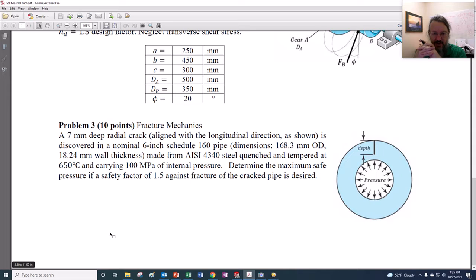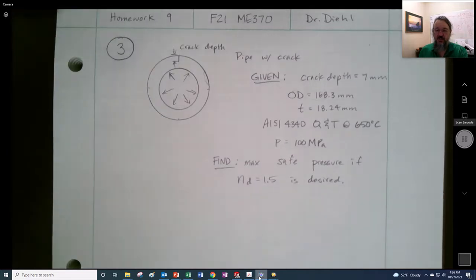And it's made out of AISI 4340 steel, quenched and tempered at 650 degrees, and it carries 100 megapascals internal pressure. You don't actually need that, but that's okay, I just accidentally put it in there. We want to determine the maximum safe pressure if a safety factor of 1.5 against fracture of the cracked pipe is desired. So I'm going to find that safety factor, and then use that along with my 100 megapascals to work backwards. I haven't decided yet. Anyway, I wrote out the problem to summarize the idea.